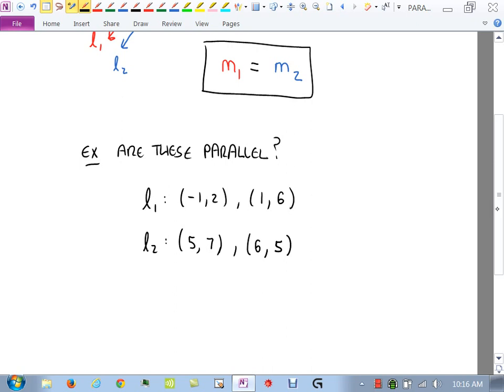Okay, are these parallel? So first, do you understand what they've given you here? L1 and then a colon and then 2 points. So they're giving you 2 points on the first line, right? And then the other one is L2. It's the second line. There's 2 points. How do you find the slope of L1? What's the slope of this first line? Y2 minus Y1 over X2 minus X1, right? Just like we did before. I'll call this one X1, Y1, X2, Y2.